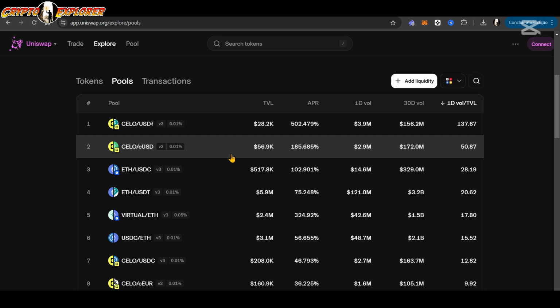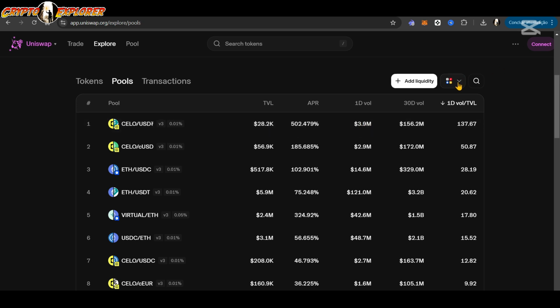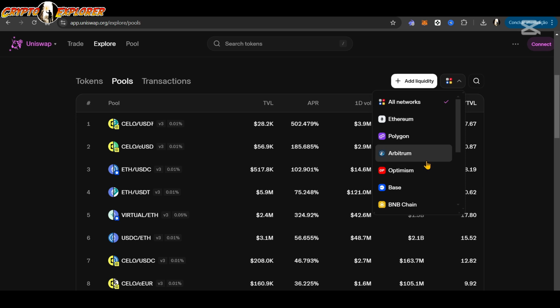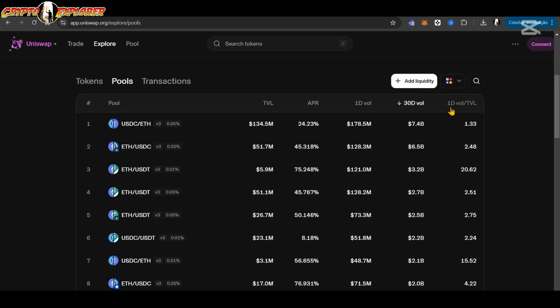Although I'm not sure what's happening here, likely what happened is that this TVL was higher. Someone might, or several people might have taken out a huge amount of funds from here, and that's why we see this volume. But anyways, you can sort things out by a specific blockchain. You can sort things out by the volume for the past 30 days. But the daily volume to TVL gives you the volume to TVL ratio for the past 24 hours only.